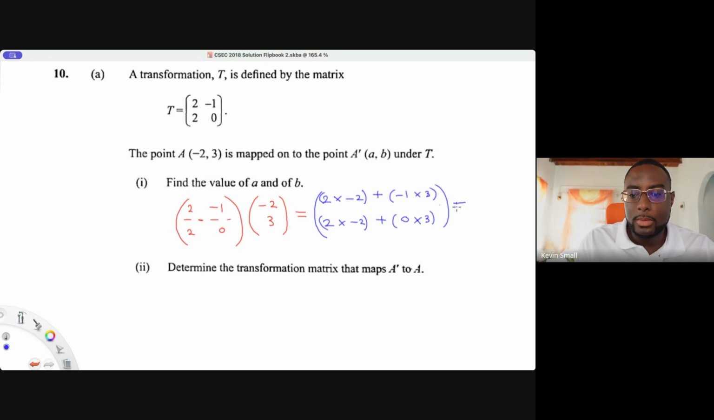Now, of course, you put it back in a coordinate form. So the coordinate form will be -7, comma, -4. And the answer for A would be the -7. And the answer for B would be the 4. And you've answered the first question.